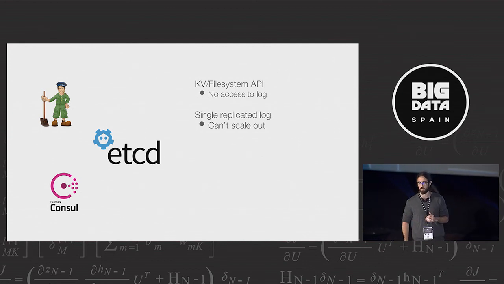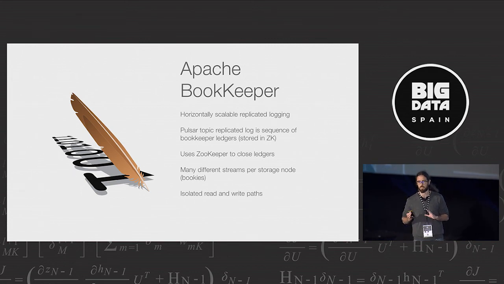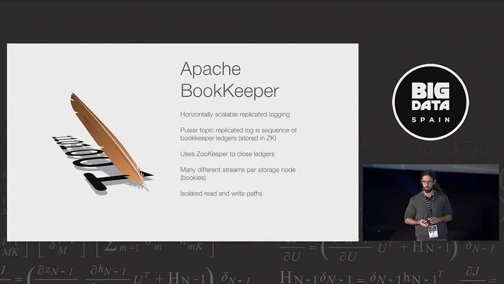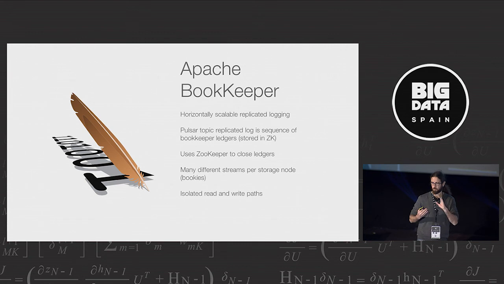So how we work around it in Apache Pulsar is we use another project called Apache Bookkeeper. Apache Bookkeeper is a horizontally scalable replicated logging system. It came out of the same group in Yahoo as Zookeeper did. And what Bookkeeper provides is a building block called a ledger, which you can think of as a log segment. On these log segments, which are replicated to a number of storage nodes called bookies, Bookkeeper provides guarantees that no messages will be lost, no messages will be duplicated, and no messages will be reordered. So total order atomic broadcast.